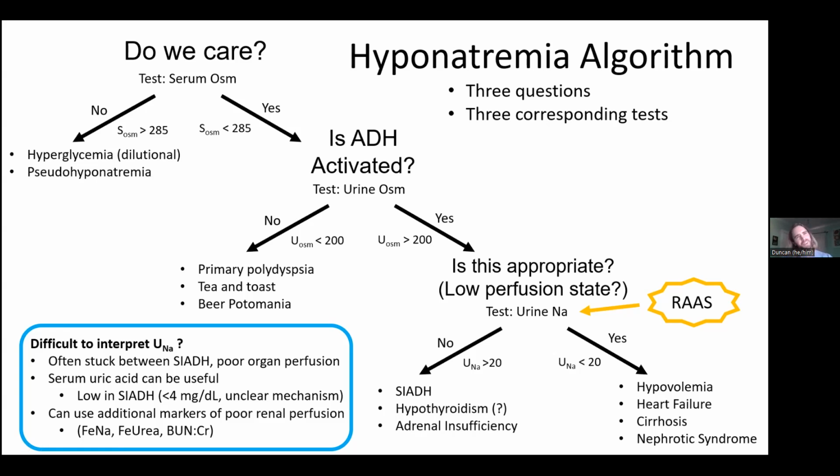And so even if they're coming in with a urine osmolality of 200, that might be a primary polydipsia or a tea and toast kind of phenomenon. It's just that their kidneys, because they have decreased function, can't dilute their urine any further than that. It's also really common that patients with end stage renal disease will present with a urine osm around 285. Can anyone think of why that might be?